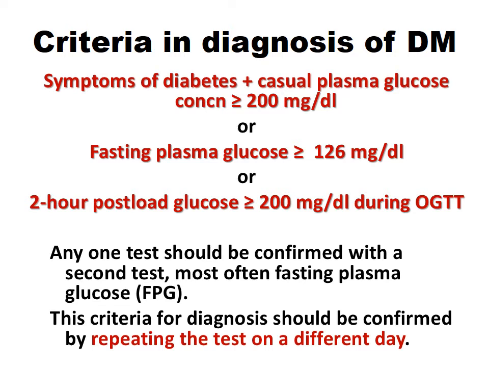So the diagnosis of diabetes is done by performing one of these three measurements of blood glucose level, and should be confirmed with a second test. The criteria of diagnosis should be confirmed by repeating the test on a different day.